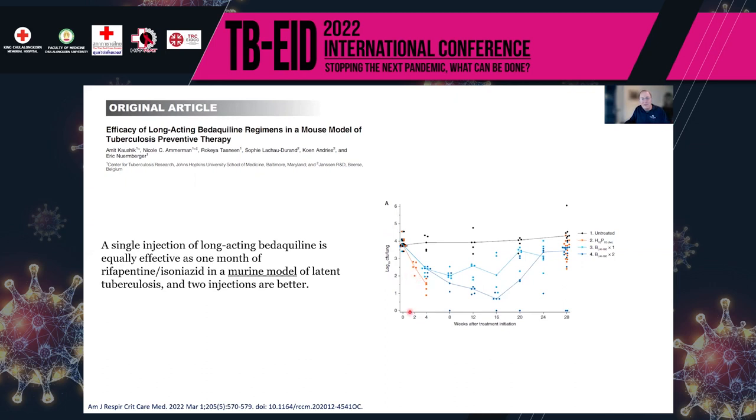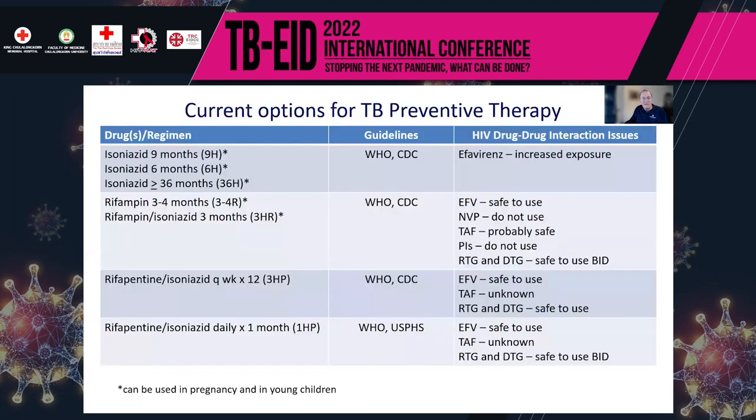And so the red dots here are the 1HP, and the light blue are a single injection of bedaquiline in this mouse model. And it takes a little longer to reduce the bacterial load, but a single injection does just as well as a month of daily 1HP. And two injections does even better. So this is extremely promising as a future treatment that we might be able to give patients.